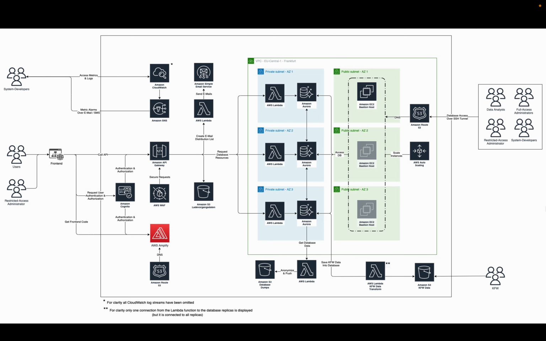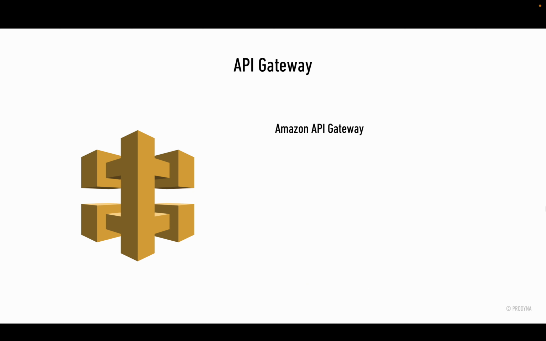So we talked now about the front end, and I already mentioned a little bit about the API. For the API, we use Amazon API Gateway. And this is basically API as infrastructure. So you don't write your API in your Spring Boot container or something like this, but it's API as a service, as infrastructure.